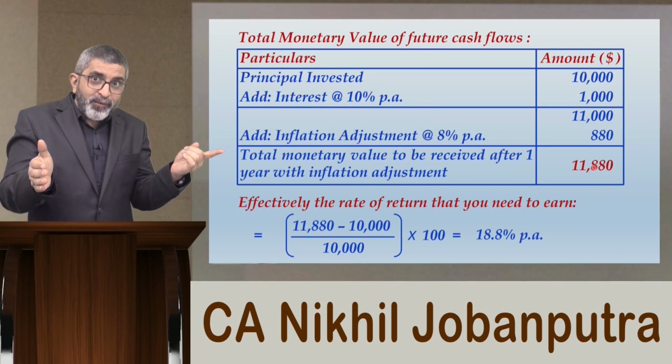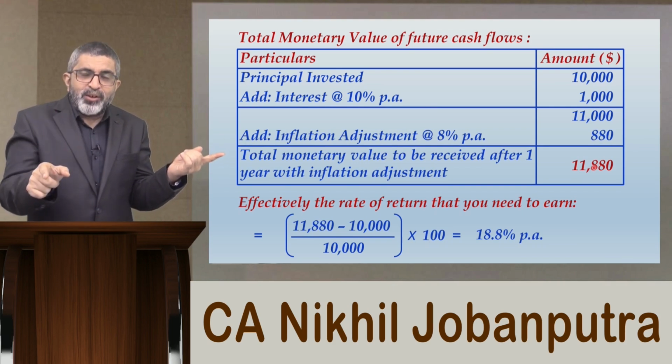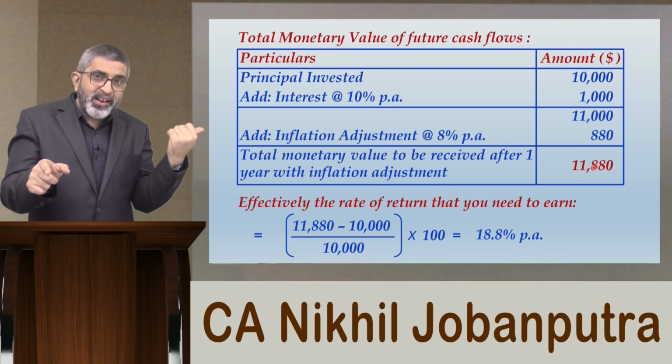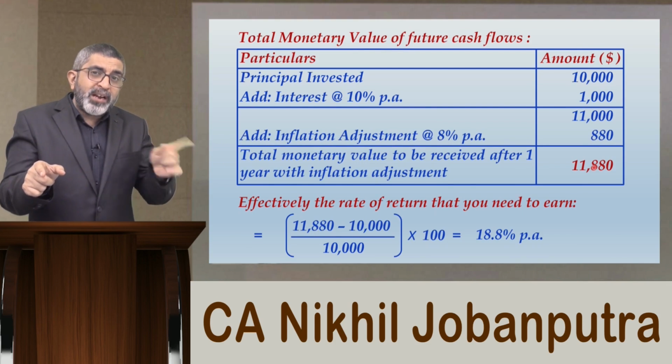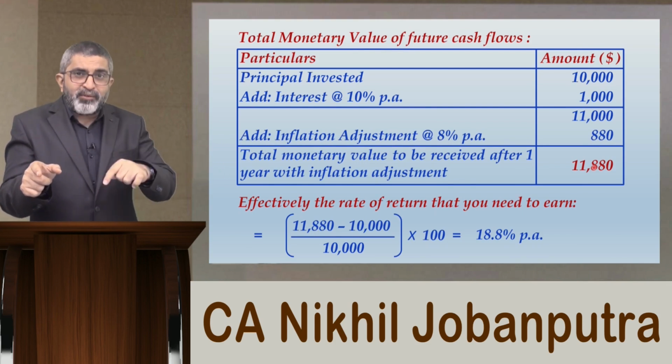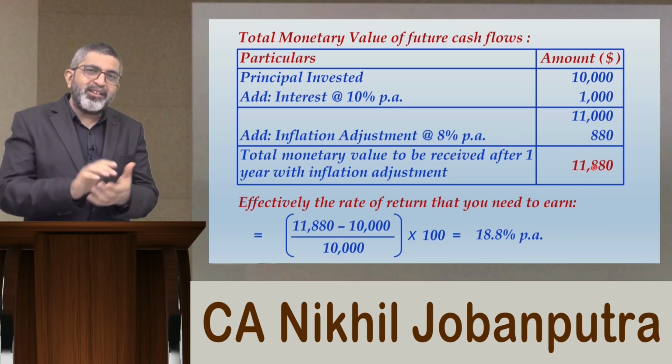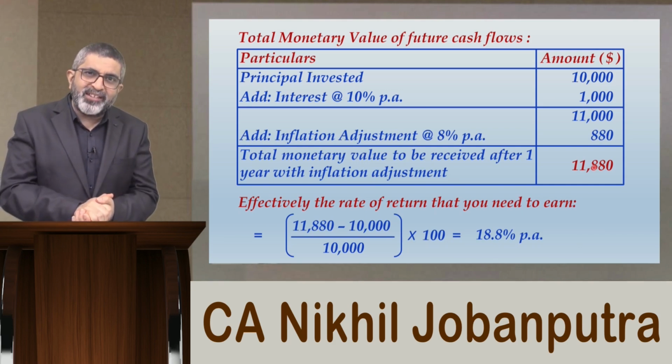The real future cash flow, or simply the real cash flow, to present value, the discounting rate will be the real discounting rate, which is 10% in our example. If you want to bring down the nominal cash flow to its present value, the discounting rate has to be the nominal discounting rate, which is 18.8% in this example.